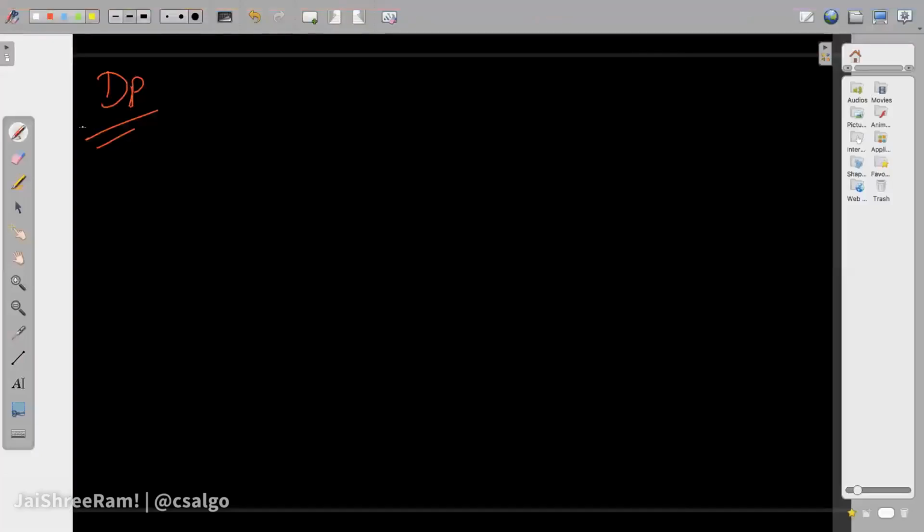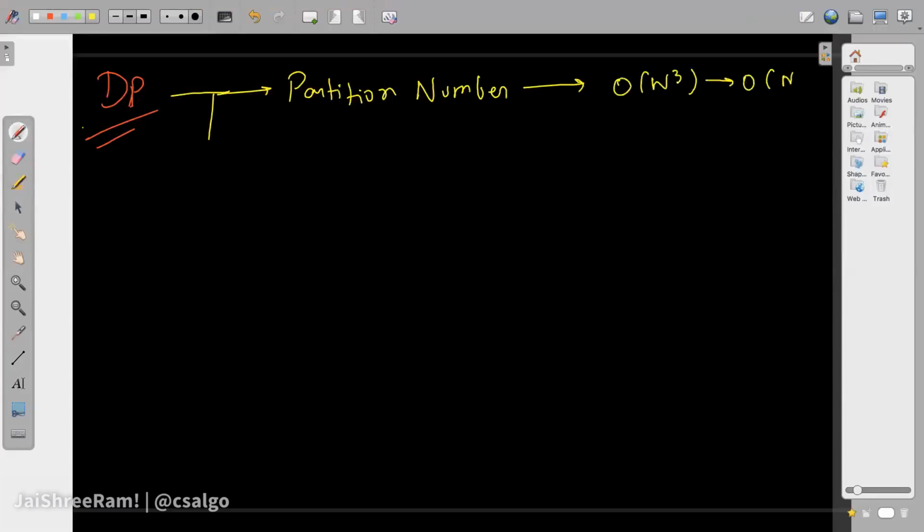Last session we talked about finding partition number. In that we talked about how we handle permutation issues, and designed a DP which was first n cube, and then we went from n cube to order n square. After that we talked about maximum sum subarray.